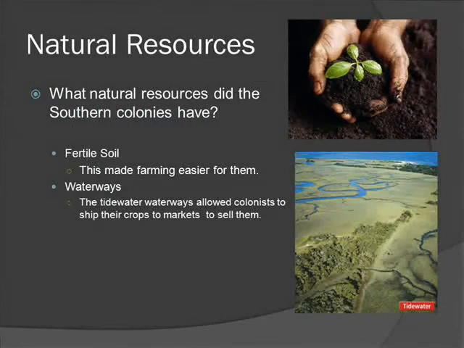Okay, we're in the home stretch. We're going to talk about the natural resources of the southern colonies. Fertile soil, can't not mention that. That allowed them to grow their crops very, very successfully. And then we also are going to talk about the waterways. We talked about the Tidewater when we were mentioning the land structure of the southern colonies, but the Tidewater waterways also allowed the colonists to ship their crops to market so that they could sell them.